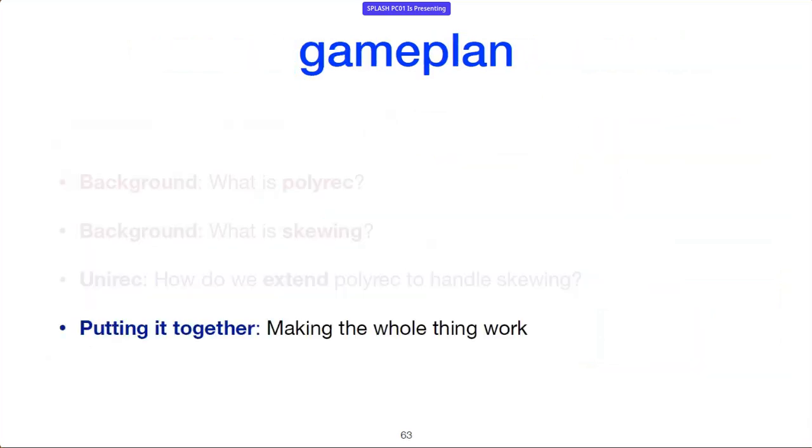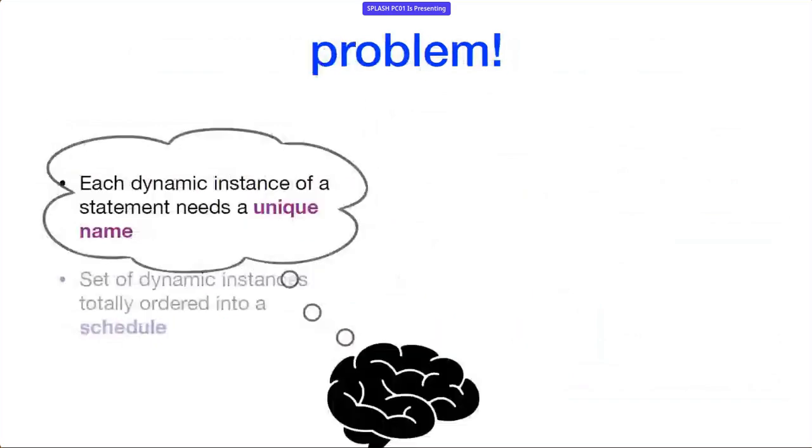But it doesn't actually work. Seems like it works. It looks really cool. We're able to handle subtraction, but it doesn't quite work. So here's the problem. If you remember back to when we talked about what makes something a good iteration space representation, we had two criteria. One was that each dynamic instance of a statement needs a unique name.